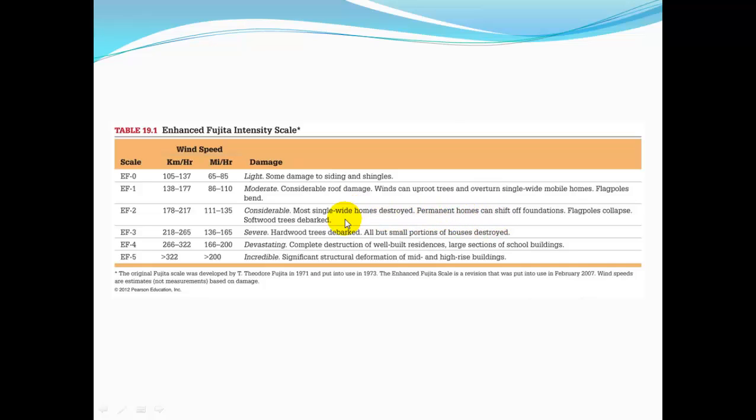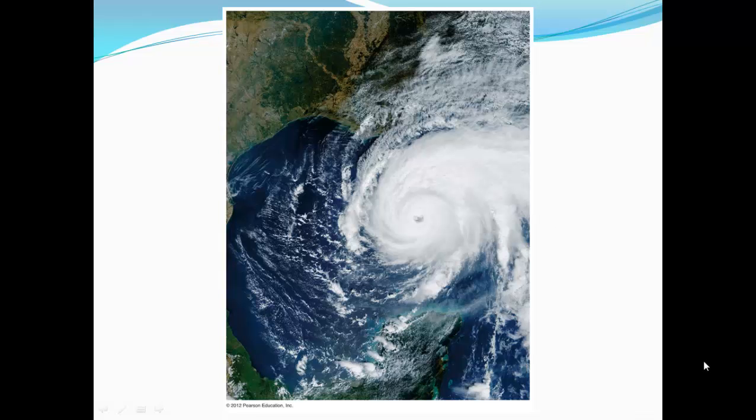We've had some house damage here. But let's say EF4, now we're talking 166 to 200 miles per hour, so faster than our hurricanes. Devastating damage, complete destruction of well-built residences and large sections of school buildings, for example. EF5, greater than 200 miles per hour, so incredible amounts of damage, significant structural deformation of mid and high-rise buildings, so serious damage. Now hurricanes, here's a picture of a typical hurricane with its eye, wind spiraling out.